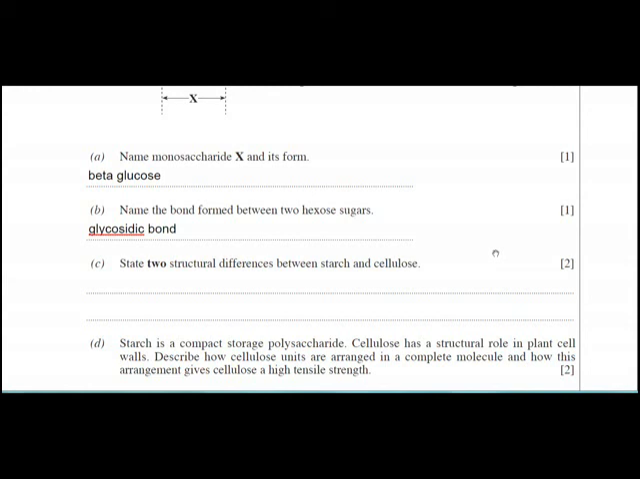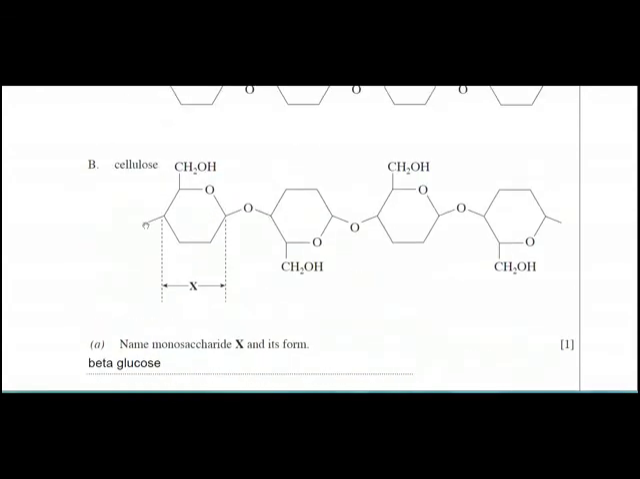There are a number of bonds that you need to remember for your A-level biology, and glycosidic, of course, is just the name of the bond that forms between sugar or glucose monomers in carbohydrates.